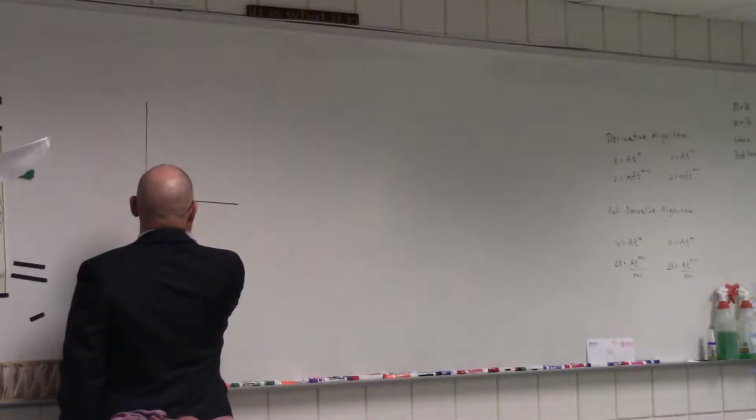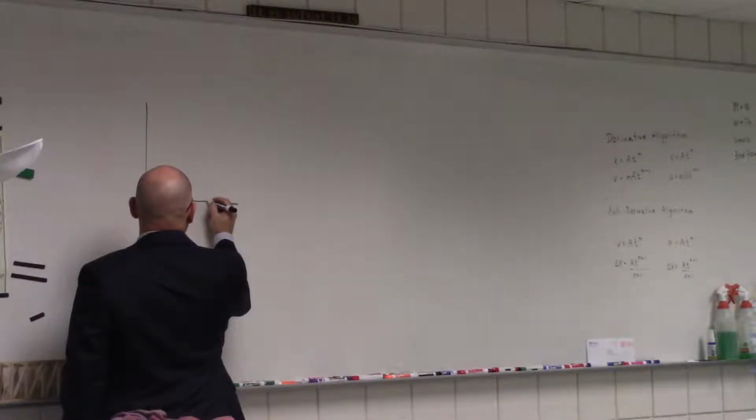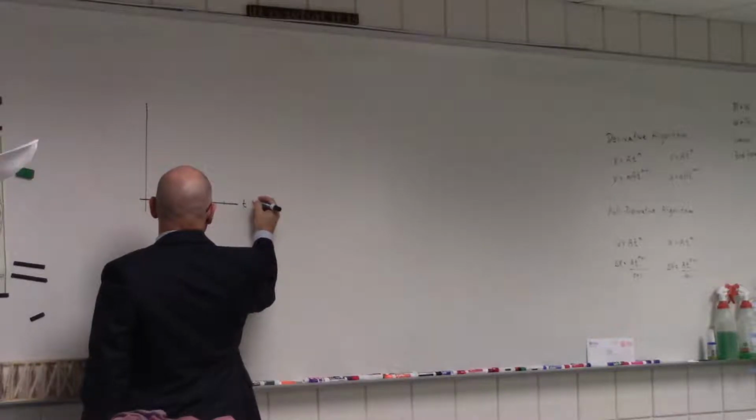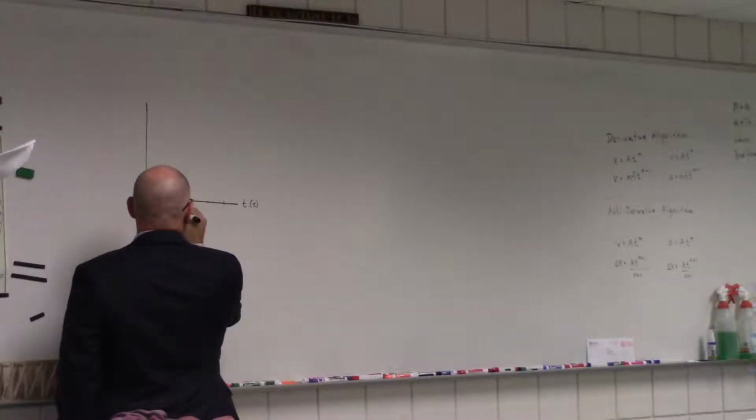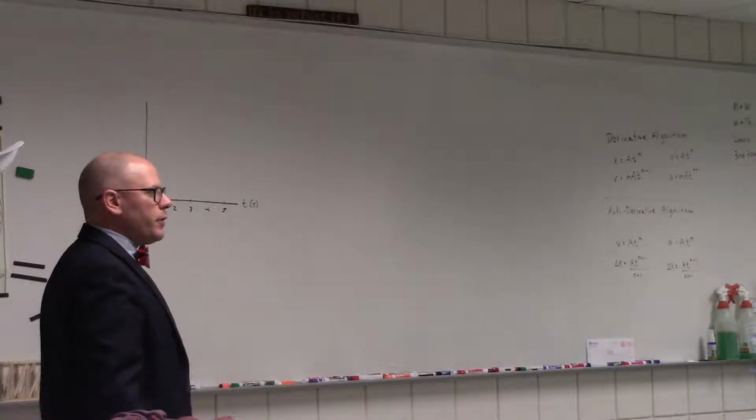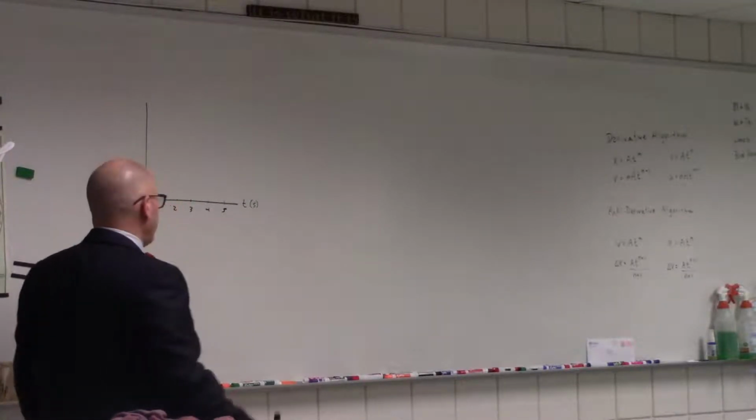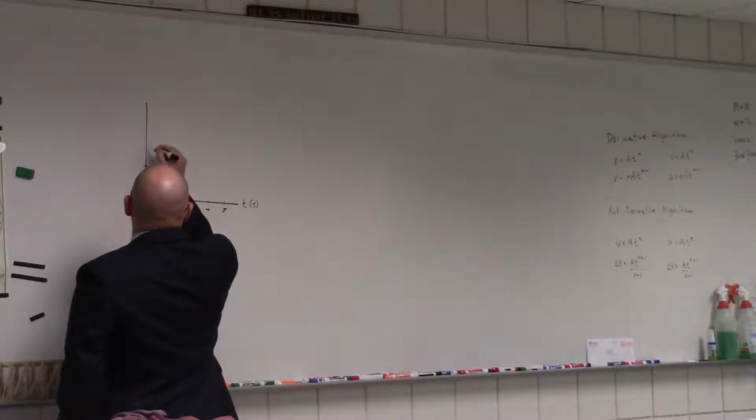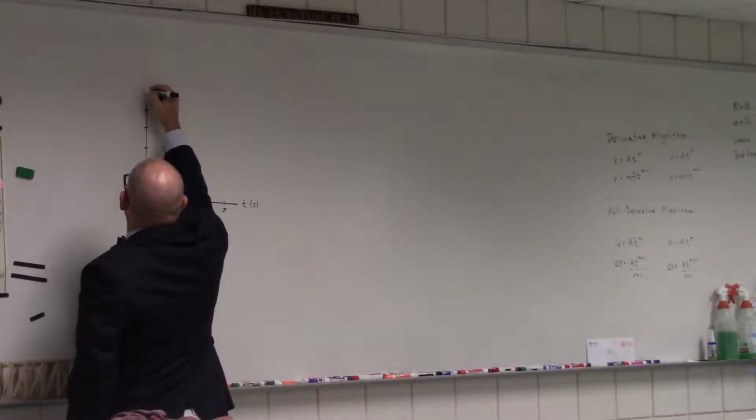So how many seconds are we talking about? 1, 2, 3, 4, 5 seconds? Yeah. That's time in seconds. 1, 2, 3, 4, 5. And then what does the position go up to? 5 position also? 1, 2, 3, 4, 5. So this is the position.